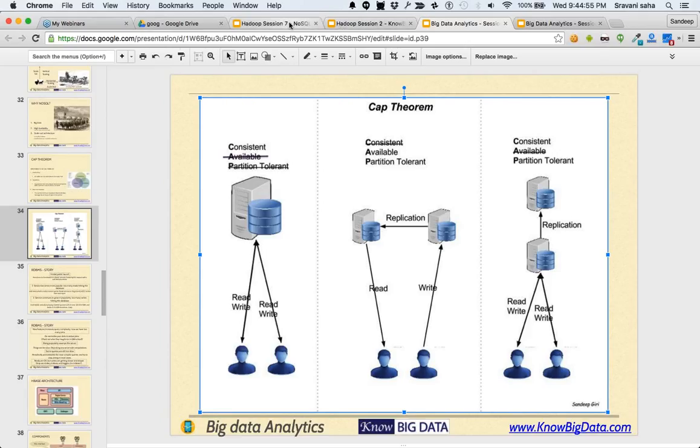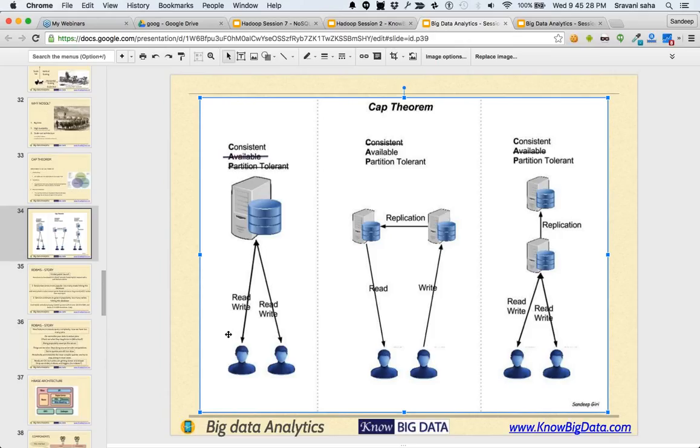All right. So on the left hand side, you see this database, which is your relational database. In this database, all the users are reading and writing from the same machine, which means that if this user writes something and another user tries to read the same thing just after a nanosecond, he will see the latest data.